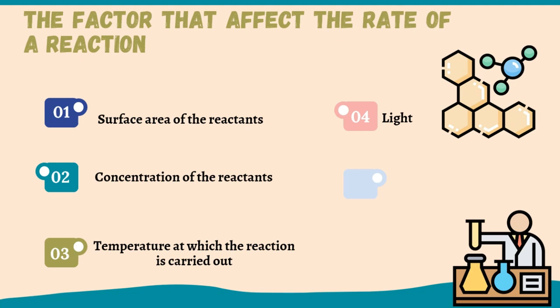And the last one is catalyst. Over 90% of industrial processes use catalysts. A catalyst is a substance which can alter the rate of a reaction without being chemically changed itself. And catalysts include enzymes.